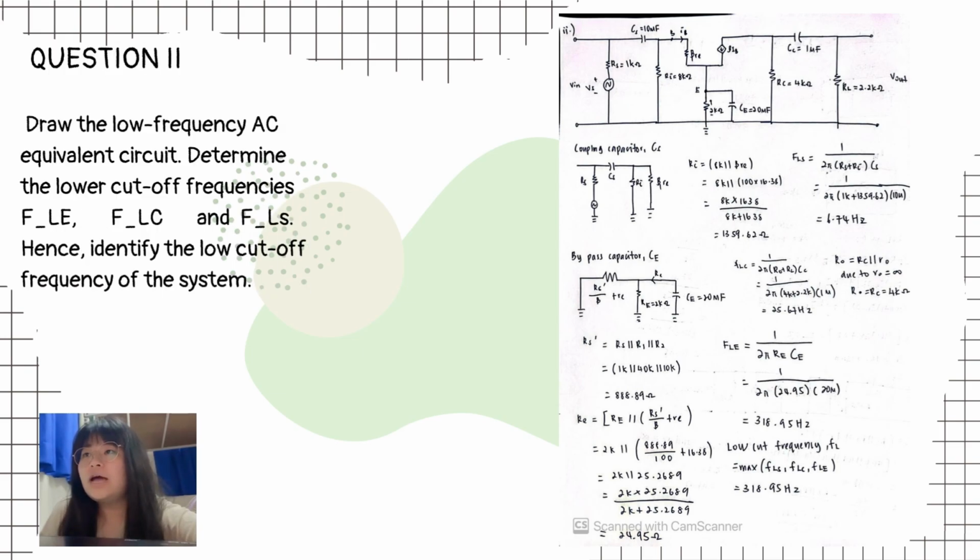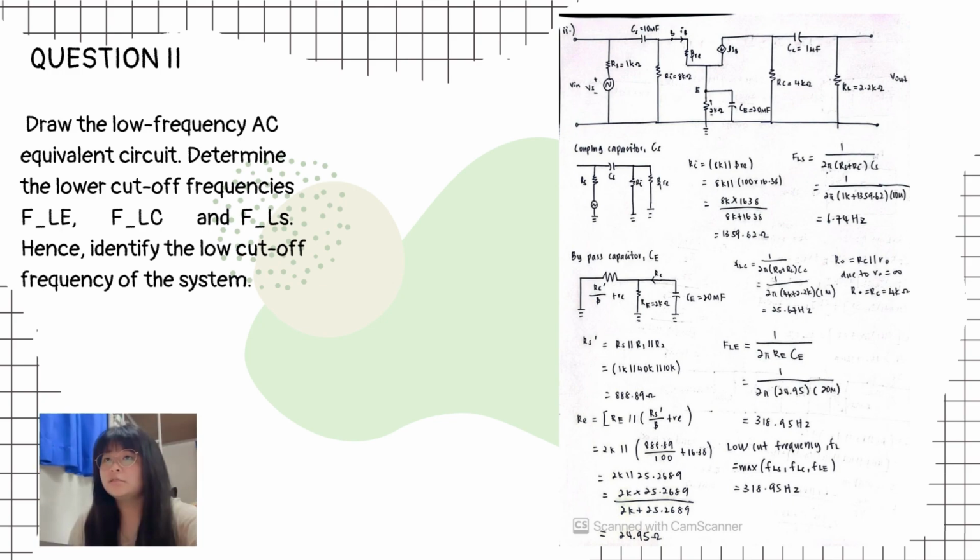For question 2, it asks us to draw the low frequency AC equivalent circuit and determine the lower cut-off frequencies FLE, FLC, and FLS, hence identify the low cut-off frequency of the system. This is the calculation for question 2, and at the top is the low frequency AC equivalent circuit, which we convert from the given question. Then we find the coupling capacitor CX using the circuit that we converted from the low frequency AC equivalent circuit. Then we need to find RL, which is parallel to the beta RE.